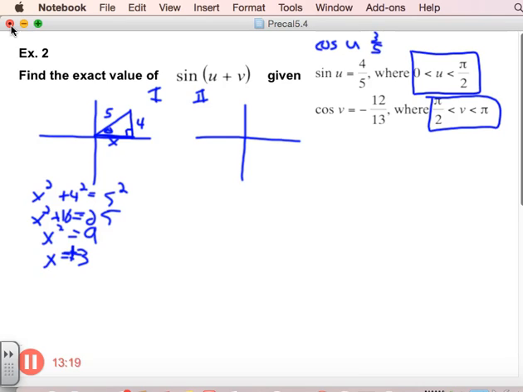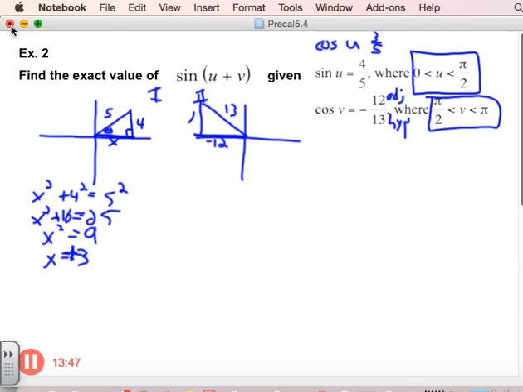Okay, now let's figure out what's the sine of v. So cosine of v is negative 12/13, right? We're in the second quadrant. So our cosine is adjacent over hypotenuse. So our hypotenuse is 13, so we're going to come out here, 13. Adjacent is 12, so we're going to come out on the x-axis, right? Because cosine's the x-axis. We'll come out here 12. Of course, that's a negative because we're on the negative part of the graph.